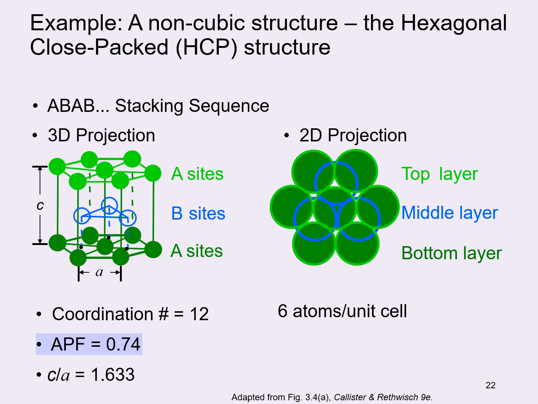You'll notice that the top and the bottom layer of this particular unit cell has the atoms arranged in a hexagonal form. The second layer, the B layer, sandwiched in between, nestles down in between each of the other 2 top and bottom layers. We have a coordination number of 12. There are 6 atoms in this unit cell. The atomic packing factor is also 0.74.